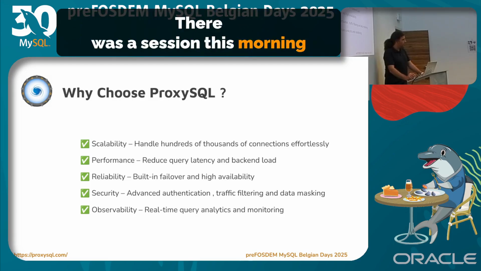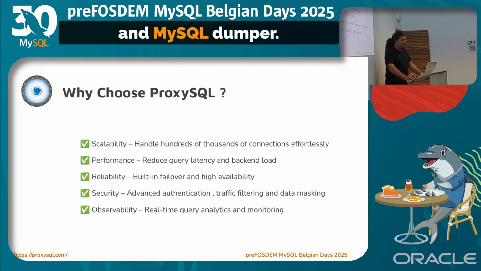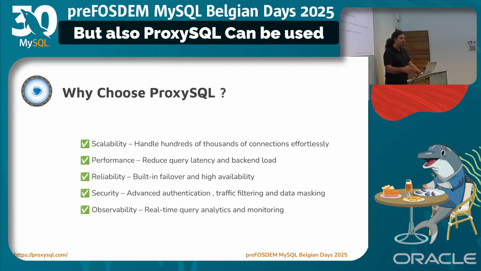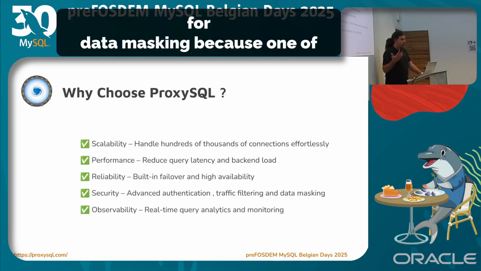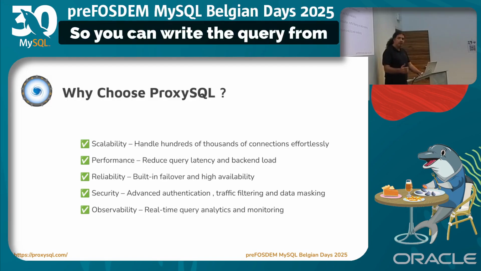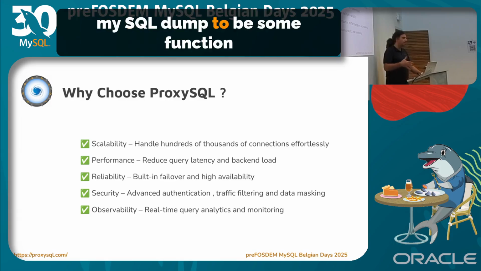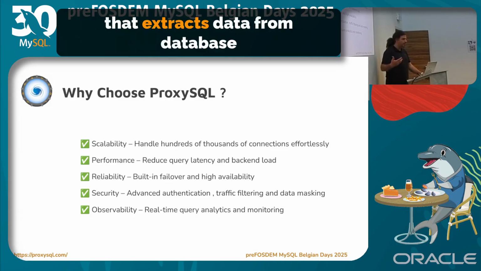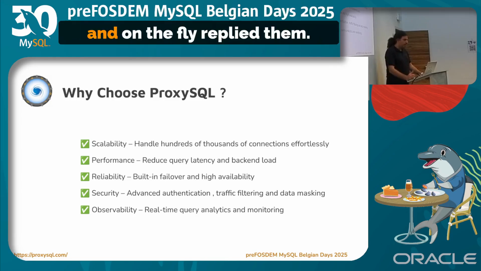There was a session this morning about data masking and MySQL dumper, but ProxySQL can also be used for data masking, because one of the features of ProxySQL is query rewrite, so you can rewrite the query from mysqldump to be some function that extracts data from the database and rewrites it on the fly.